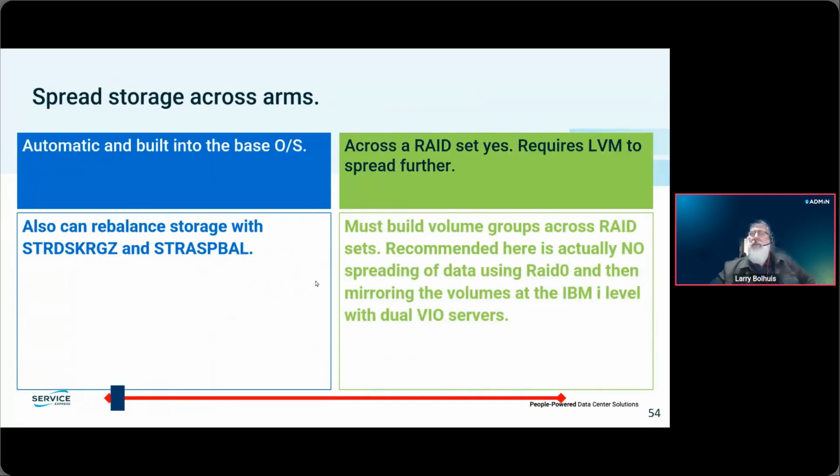Can I spread storage across arms? Yeah, it's automatic in IBM i. So if I have a set of 10 disks for my client disks, every time I create a client disk, that storage is spread across those 10 arms. It's just automatic. It's the way it works, right? Within VIOS, you can spread across the RAID set, but you need to use LVM, or Logical Volume Manager, to go any further than that. So generally, again, we just don't do VIOS much with internal disk. That's really the purview of IBM i.